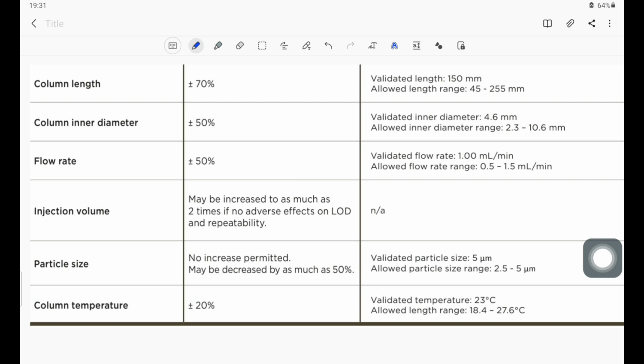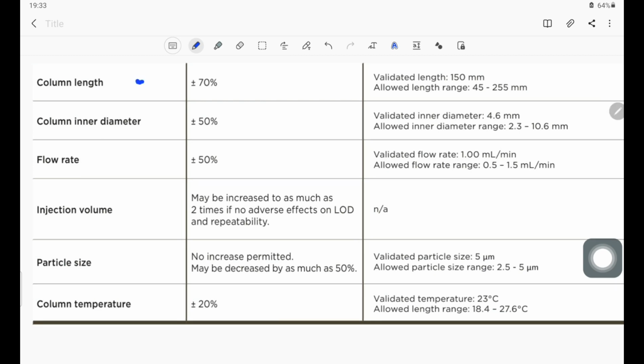Now the next parameter is flow rate. The maximum allowable change in this is plus minus 50%. Now for example, if the validated method has a flow rate of 1 ml per minute, then the allowable flow rate can be changed from 0.5 to 1.5 ml per minute, that is 50% of the 1 ml per minute. Okay, the next parameter is injection volume.